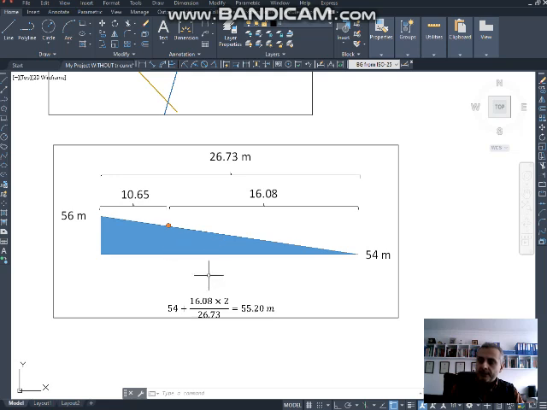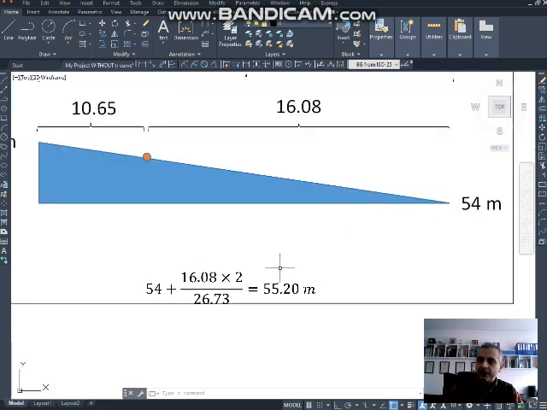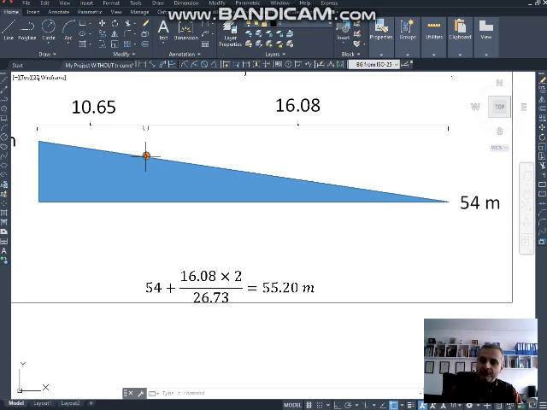So the ratio is that if I go 26.73 meters in total and change 2 meters elevation, what would be the elevation change or height difference if I go only 16.08 meters? You calculate something out of that, plus 54 meters, which is the elevation of the lower contour line. So that gives me 55.20 meters as the elevation of this red dot here, which is my center line in the profile view.